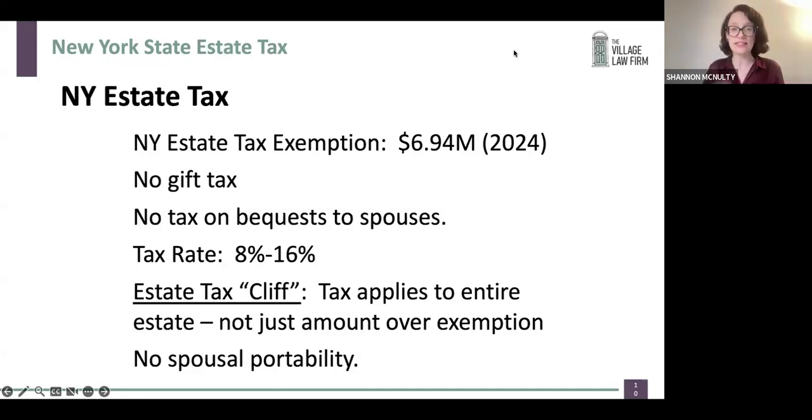So what that means in practice is that the New York estate tax can actually be more than the federal estate tax in certain situations.